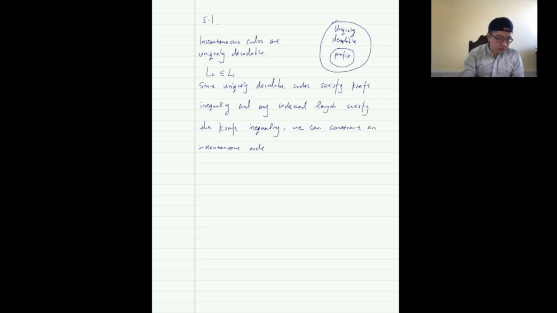Therefore, this basically implies that L1 is less than or equal to L2, because for any uniquely decodable code, there's a corresponding prefix code. Therefore, because of this and that, we can conclude L1 and L2 are equal, because L2 is less than or equal to L1, and L1 is less than or equal to L2. The only possible point is that they're equal.